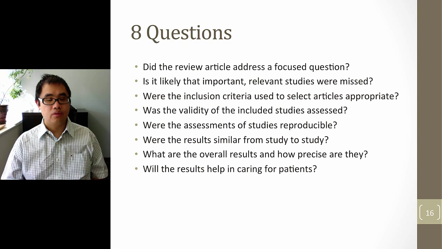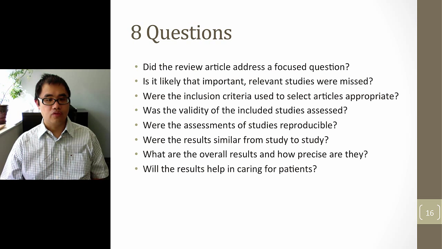So in looking at a systematic review, there are 8 questions that one should ask. So did the review article address a focused question? And typically this is a PICO type question. Is it likely that important relevant studies were missed? So ensure that all adequate and relevant databases were searched. Were the inclusion criteria used to select articles appropriate? Was the validity of the included articles assessed? And were the assessments of studies reproducible?